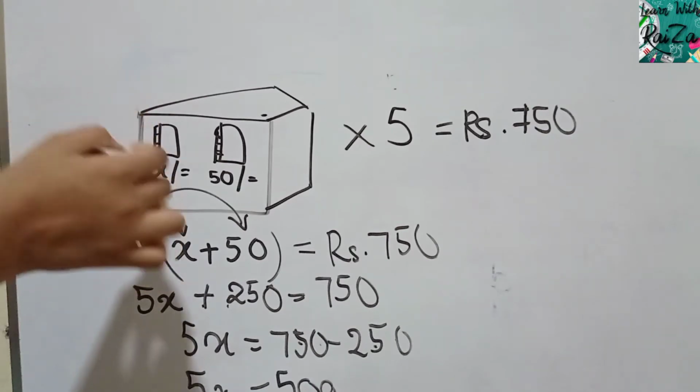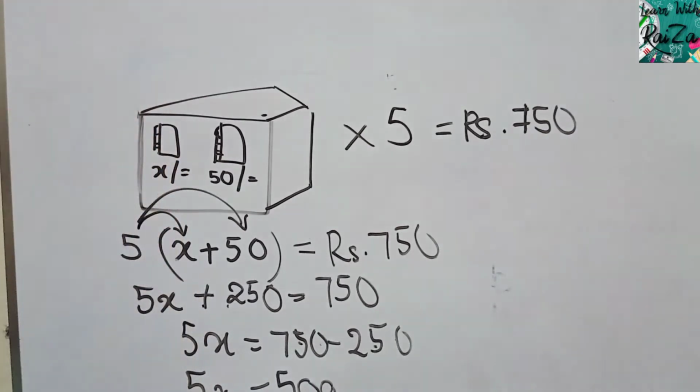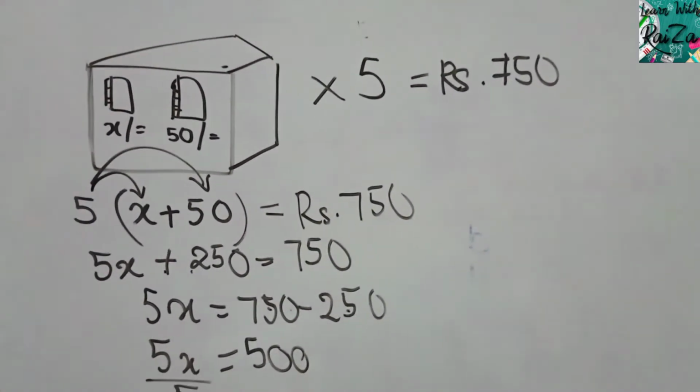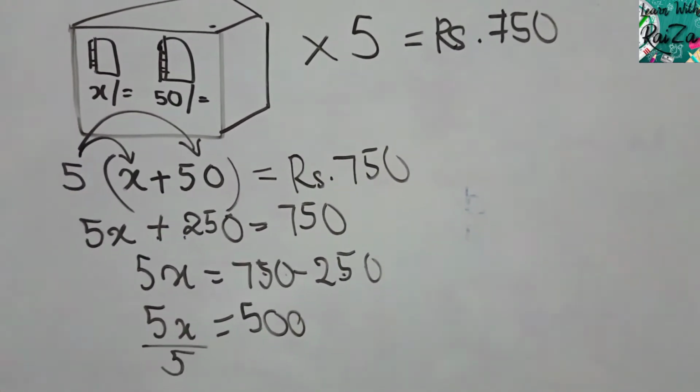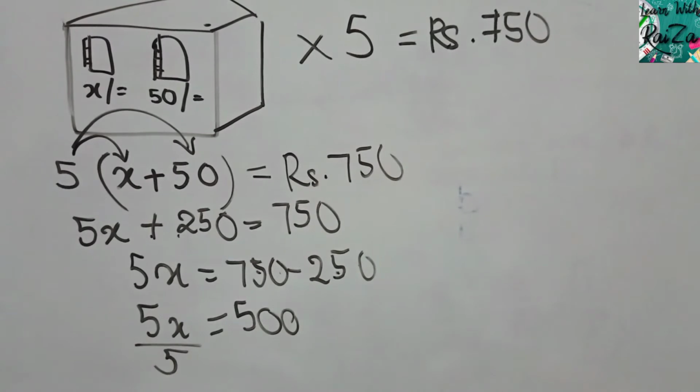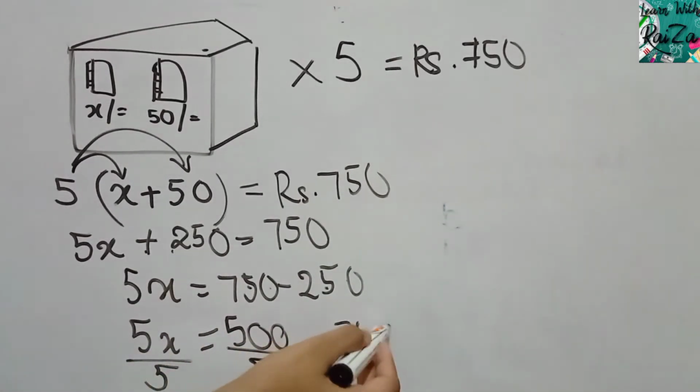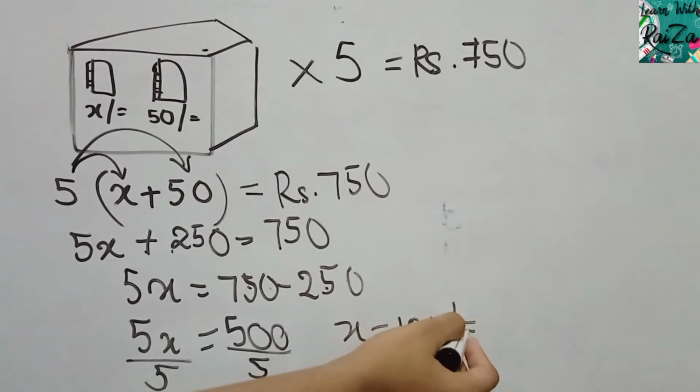5 books like this, 5 books which cost x rupees, will be 500. But we don't want that. We need the value of one book which is x rupees. So divide both sides by 5. Then you will be getting 100. So the value of x will become 100 rupees. Yes, so this is the way of doing.